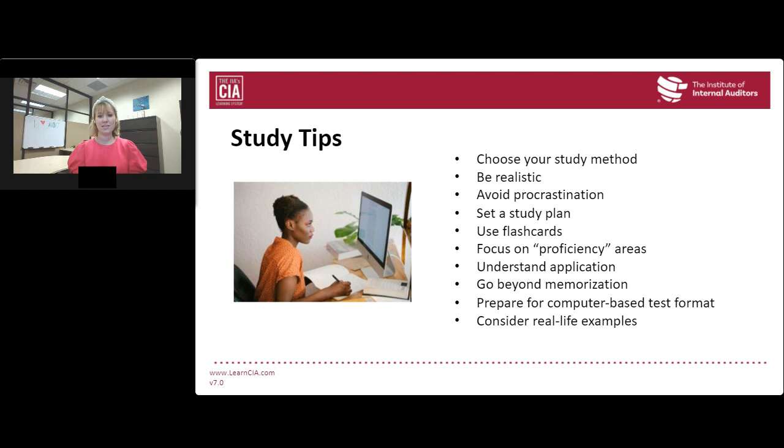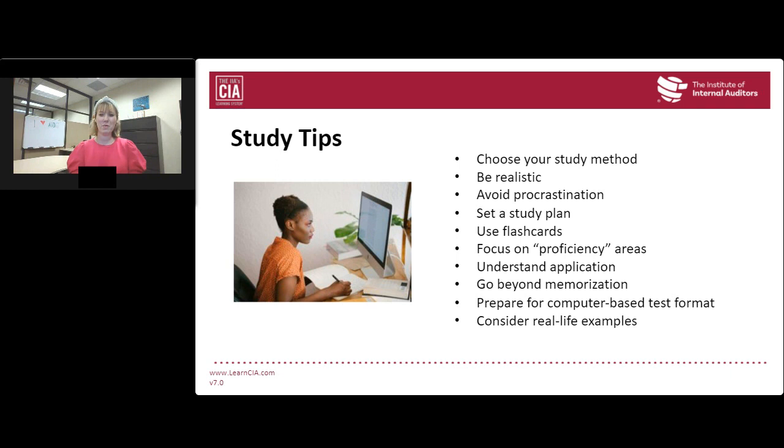Sometimes candidates will wait until right before to study because things keep coming up. We're all busy. You may have family obligations, work obligations, personal obligations. And then when it comes to taking the exam, you haven't gotten to put the time in that you expected to. We want to make sure that we show up to study.